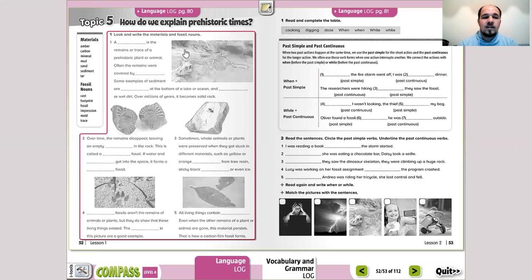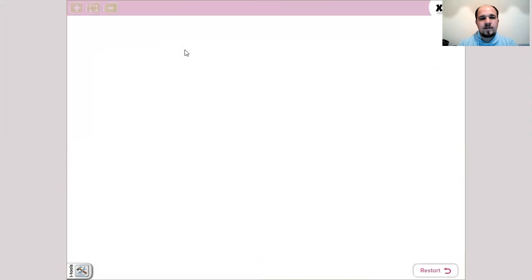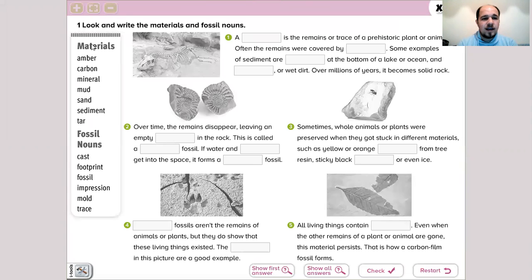Let's start with page 52. We have learned these nouns. Let's remember them. Count them once. Amber, carbon, mineral, mud, sand, sediment, tar. And some fossil nouns we learned in the last unit, which is unit 5: cast, footprint, fossil, impression, and mold. And the last one is trace.